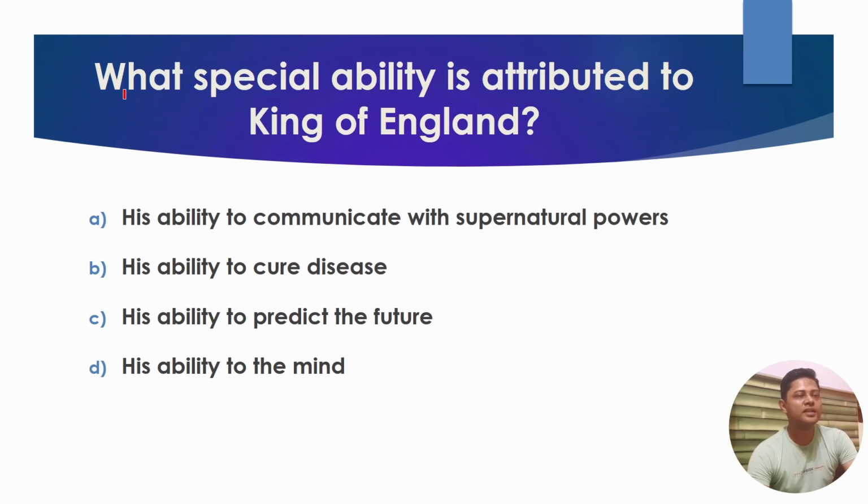The next question is, what special ability is attributed to the King of England? So these are your options. The correct answer is his ability to cure disease.